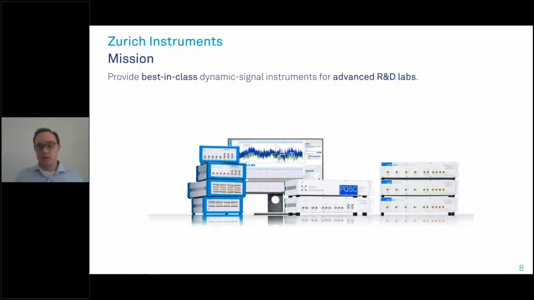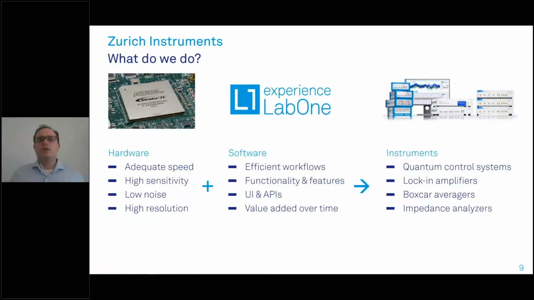Zurich Instruments has a clear mission. We want to provide the best-in-class dynamic signal instruments for advanced R&D labs. The question is, how do we do that? We take, in the end, off-the-shelf hardware. We combine this with software to make our instruments. Why do we do that? Hardware, everybody can basically buy the same components. And some of our customers and users do that. They build their own instruments.